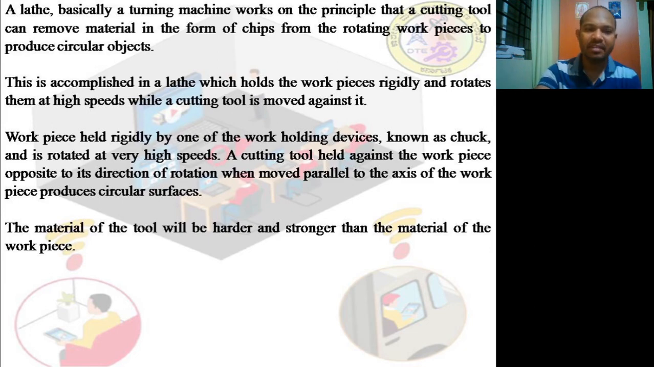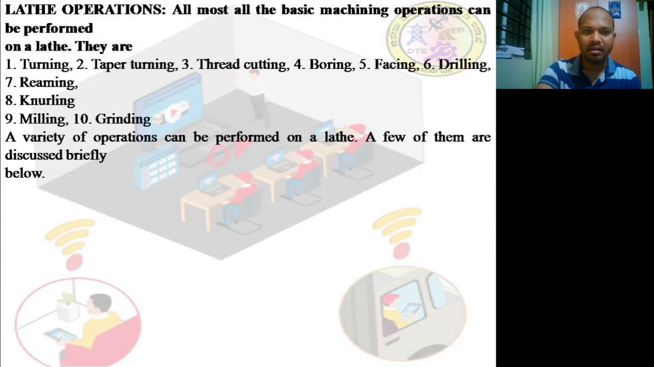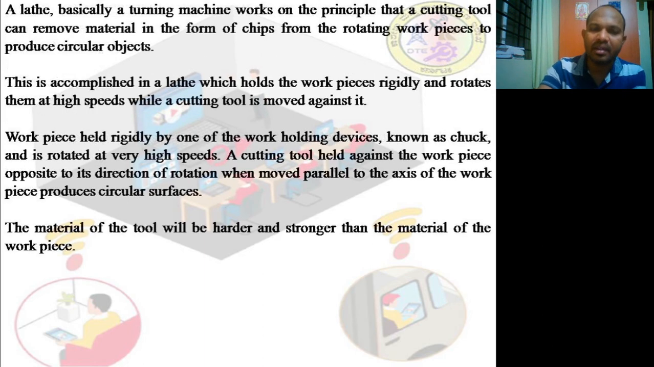A lathe is basically a turning machine which works on the basic principle that a cutting tool can remove material in the form of chips. Even in these chips we will get two types of chips. One is a continuous chip and the other one is a discontinuous chip.